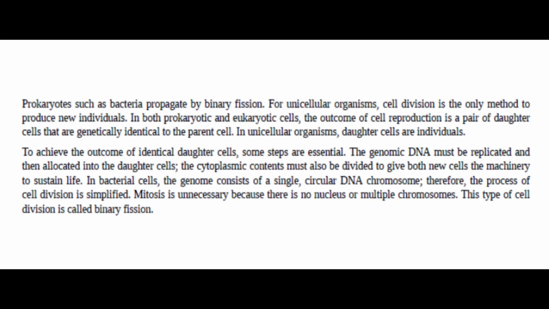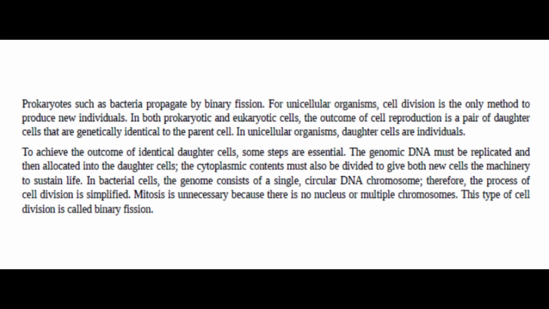Prokaryotes, such as bacteria, propagate by binary fission. For unicellular organisms, cell division is the only method to produce new individuals. In both prokaryotic and eukaryotic cells, the outcome of cell reproduction is a pair of daughter cells that are genetically identical to the parent cell. In unicellular organisms, daughter cells are individuals.